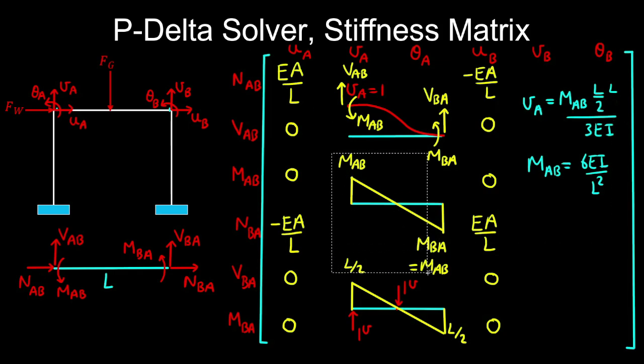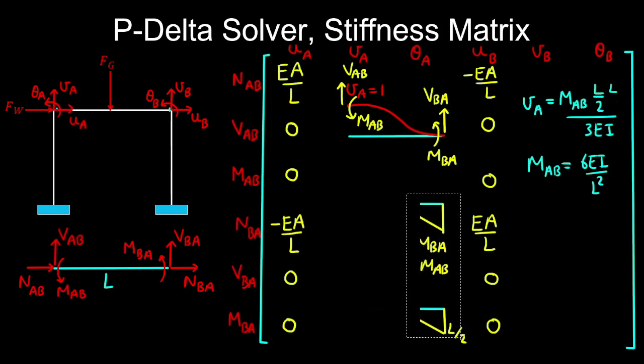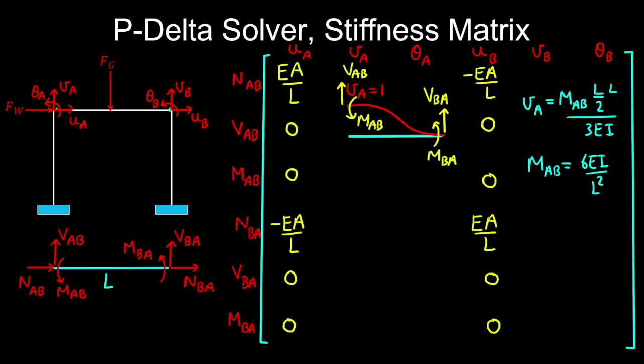So we'll just get rid of these diagrams here and write in our stiffness coefficient. That would be 6 EI on L squared. And as we said, by symmetry, MBA is equal to MAB. So that gives 6 EI on L squared in the final row.